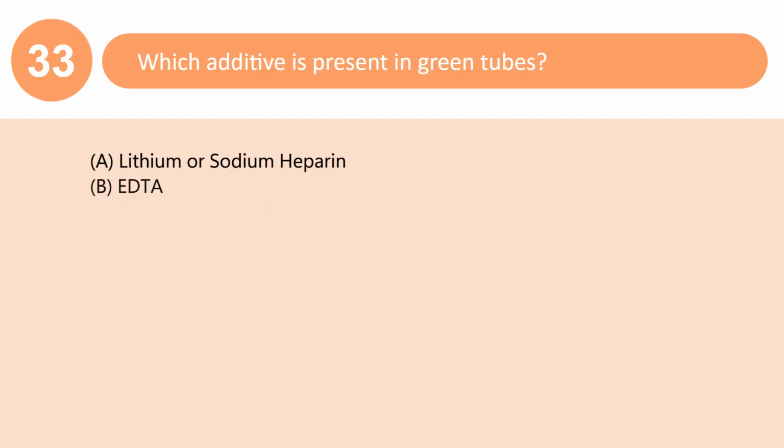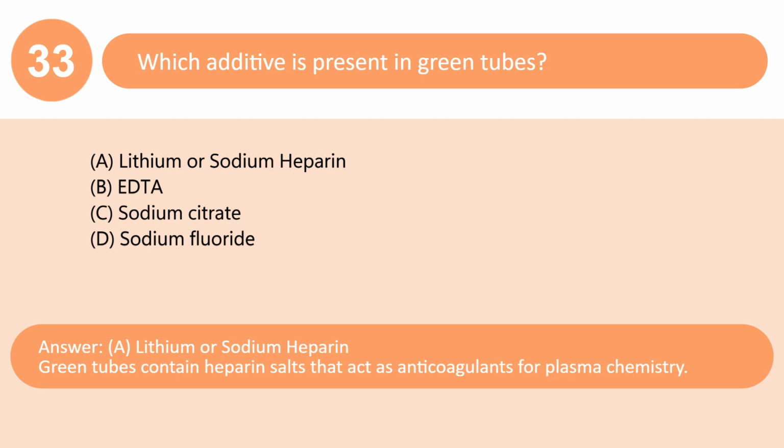Which additive is present in green tubes? A. Lithium or sodium heparin. B. EDTA. C. Sodium citrate. D. Sodium fluoride. Answer A. Lithium or sodium heparin. Green tubes contain heparin salts that act as anticoagulants for plasma chemistry.